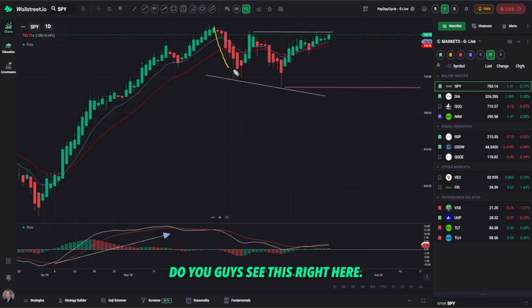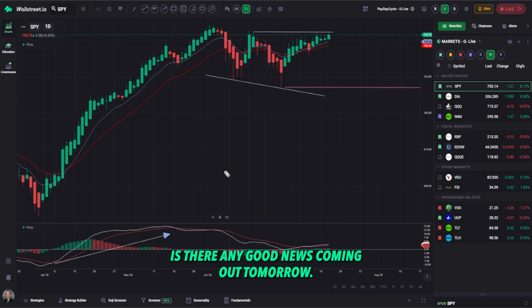Do you guys see this, dude? Do you guys see this right here? Do we have a weird cup and handle or a W? Inverted head and shoulder? We got a breakout set up. Is there any good news coming out tomorrow? Earnings, that kind of stuff, right?